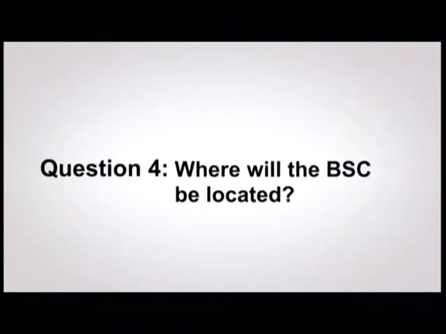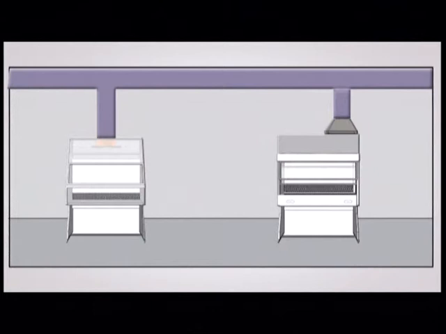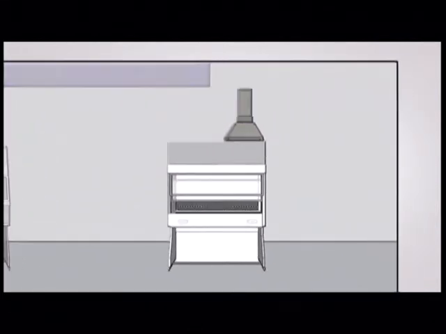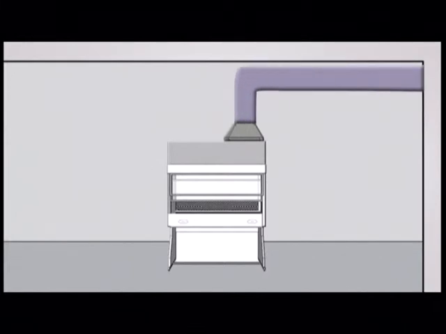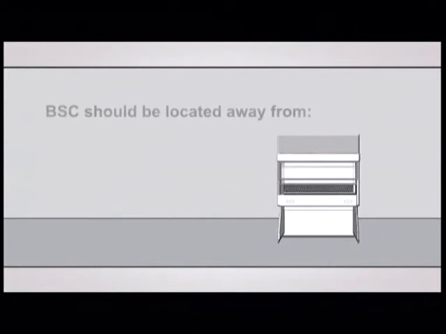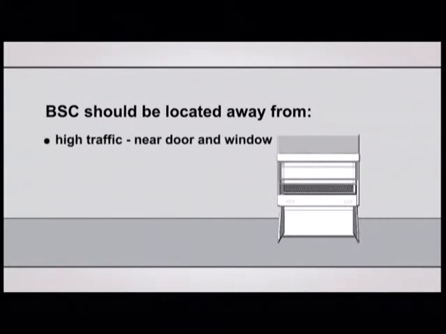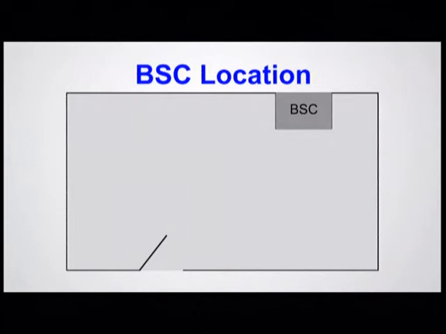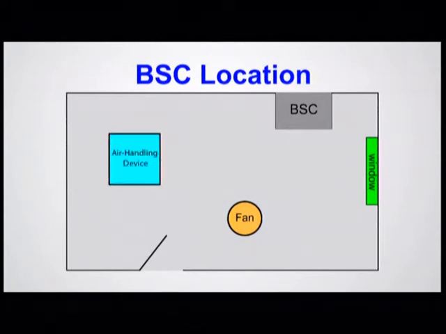Question 4 asks, where will the BSC be located? For BSCs that need to be connected to an exhaust system such as the Class 2 Type A or B, the location of the cabinet becomes dependent on the location of the exhaust system. If the BSC is not connected to the facility exhaust system, the feasibility of placing the new exhaust duct and related engineering design constraints should be considered. If the BSC is going to recirculate its HEPA-filtered air back into the laboratory, the user has some freedom regarding the installation of the unit provided it is out of major traffic areas and there are no other air handling devices in the area. The cabinet should be located away from high traffic areas such as near doors, fans, ventilation registers, fume hoods, and any other air handling device that could alter airflow patterns.